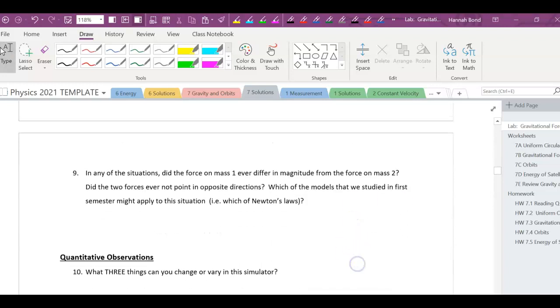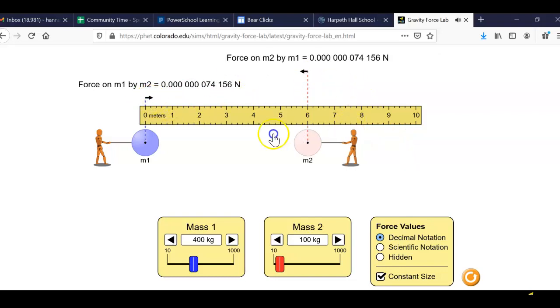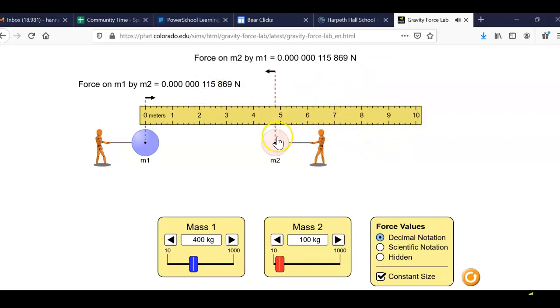And let's look at one more thing, which is number 9. In any of these situations, did the force on mass 1 ever differ in magnitude from the force on mass 2? Remember, magnitude just means the amount. Well, look here. I see the same numbers for the forces all the time. Now, the directions are different, right? This force is pointing to the right, this force is pointing to the left, but when I change the distance, the force changes, but they're always the same amount of force.